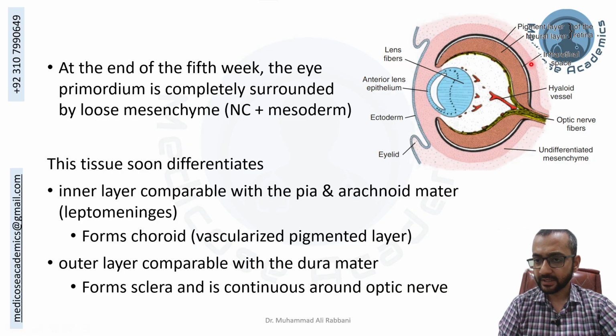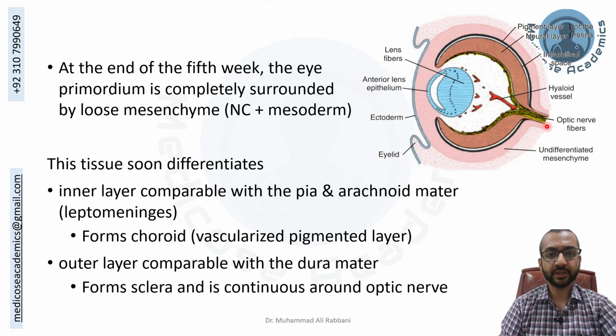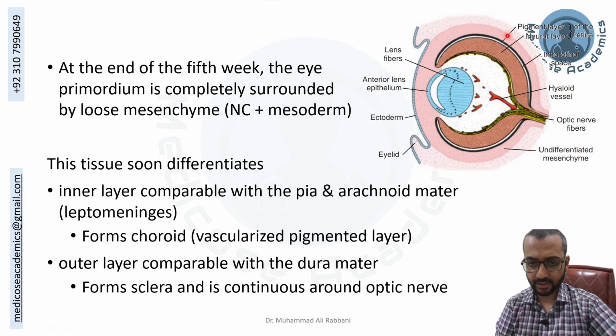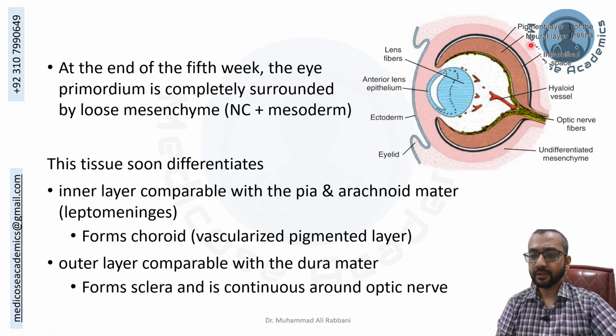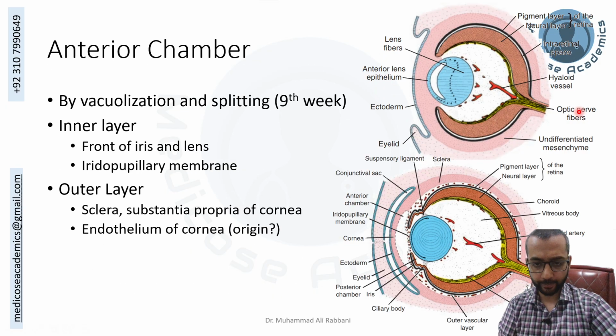The inner layer will develop into a more vascular layer that will form the uveal layer: the choroid, ciliary body, and iris. This layer is embryologically continuous with the pia mater and arachnoid mater of the meninges, that is, the leptomeninges. And then there will be an outer layer that will be more fibrous in nature. It will be less vascularized, and it will form the sclera and cornea on the outside, and this will be continuous with the dura mater.